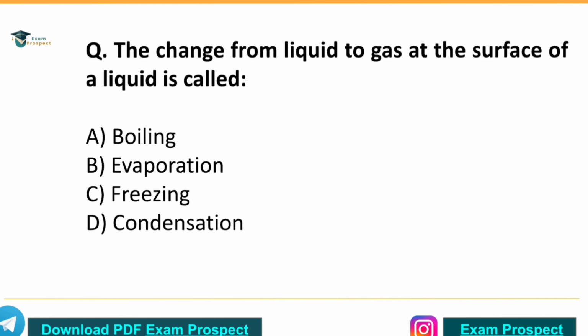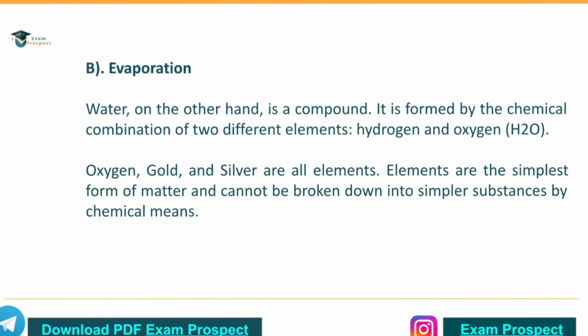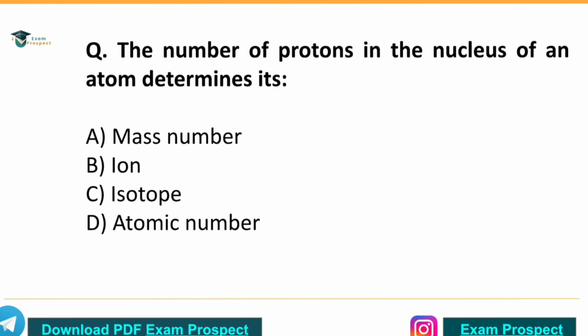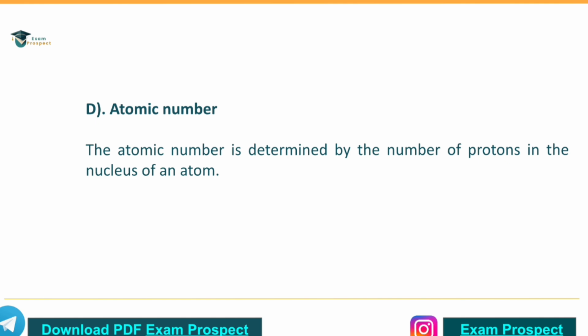Next question, the change from liquid to gas at the surface of a liquid is called? The correct answer is option B, evaporation. Next question, the number of protons in the nucleus of an atom determines its. The correct answer is option D, atomic number.